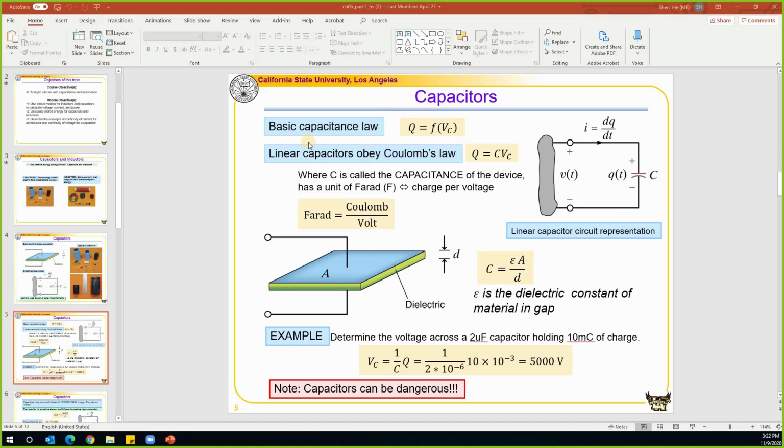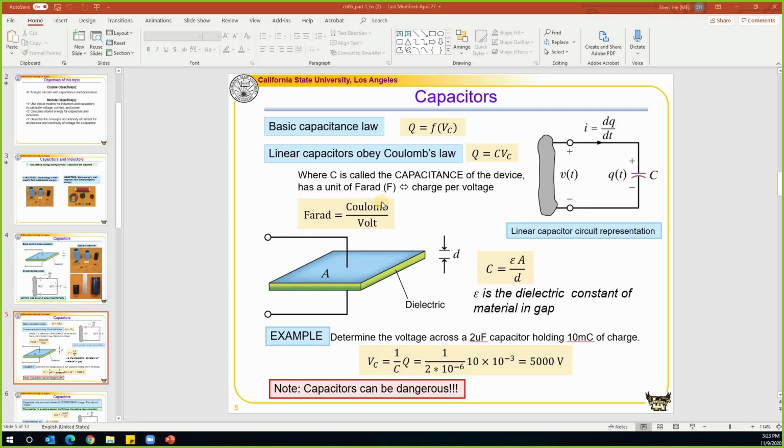Calculations related to capacitors. The basic capacitance law says that the charge on the capacitor is a function of the voltage applied on the capacitor. This function can be linear or nonlinear. And linear capacitors obey Coulomb's law, which says the charge on the capacitor is equal to a constant C times the voltage applied on it. So if you apply a voltage Vc on the two sides of this capacitor, when it reaches steady state, this will be the amount of charge it can hold. Throughout the whole process, the voltage is always linearly related to the charge.